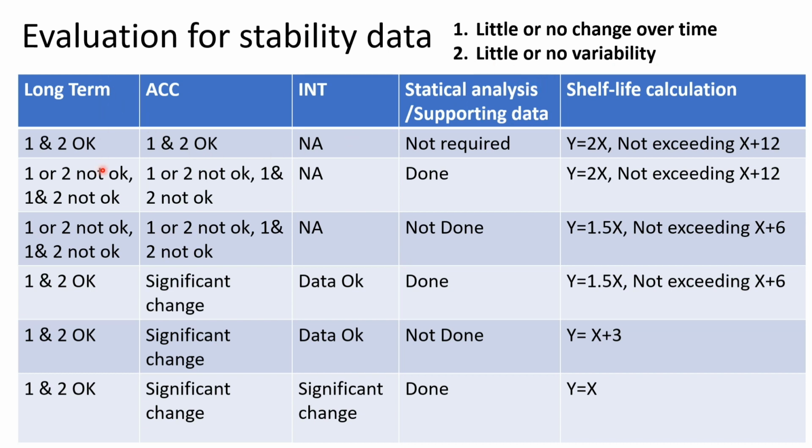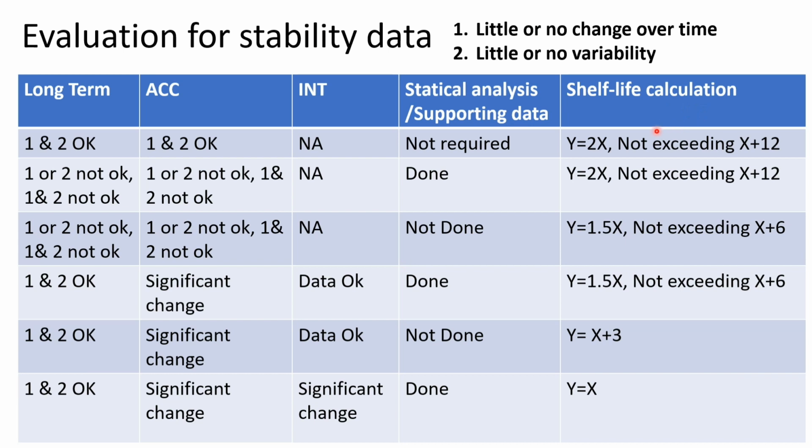So long term, 1 year 2 okay means there is no change. There is no variability in the data. ACC also 1 and 2 okay. So the long-term stability study data is okay, ACC is okay. Intermediate is not applicable because there is no significant change. Statistical analysis supporting data is not required here.